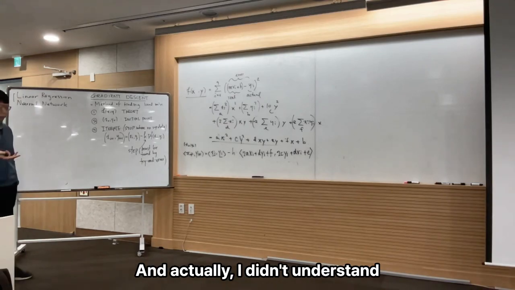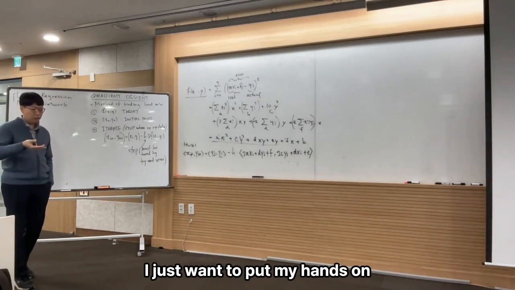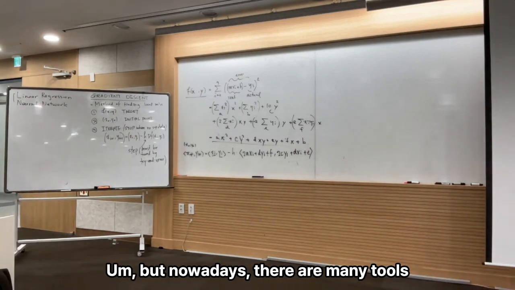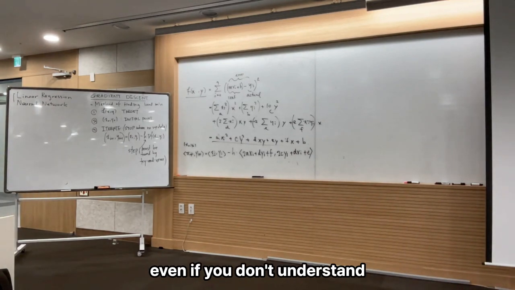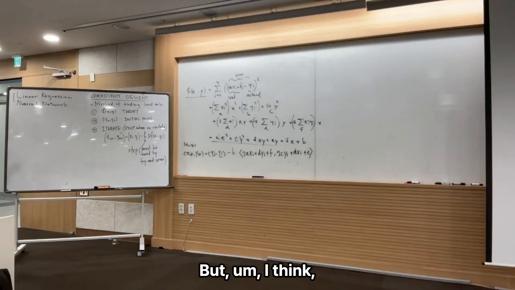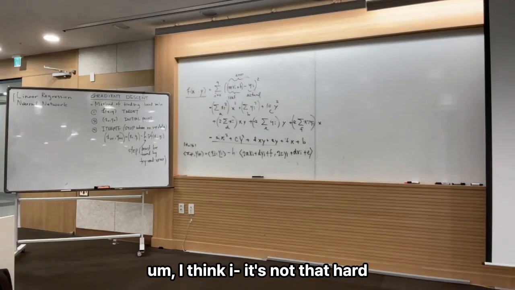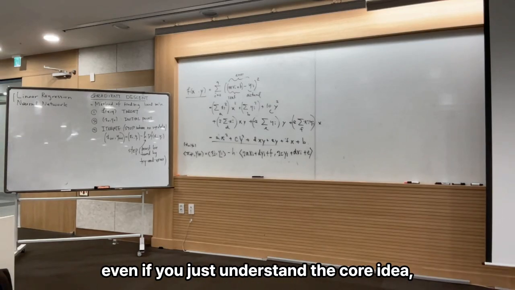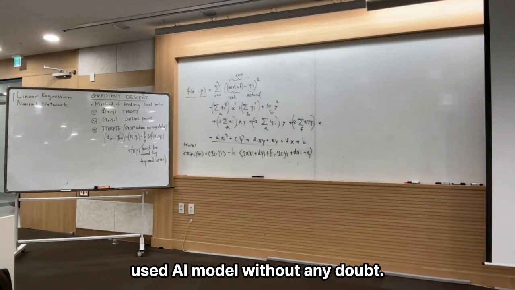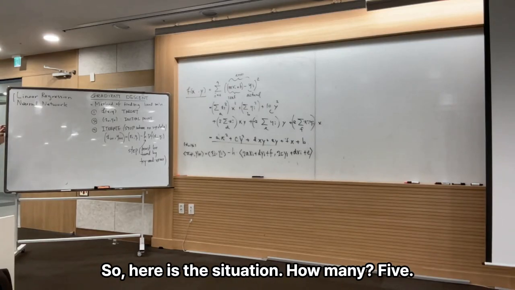And actually, I didn't understand what a neural network is. I just wanted to put my hands on and see what happens. And I couldn't. But nowadays, there are many tools. Even if you don't understand what's going on, you can just make your own AI model. But I think it's not that hard to understand the core idea. And even if you just understand the core idea, I think it's enough to happily use the AI model without any doubt.